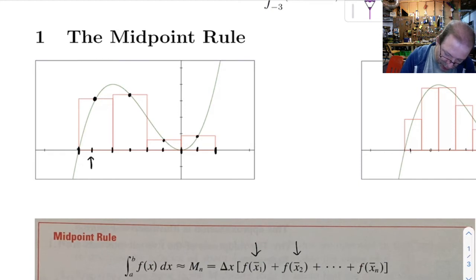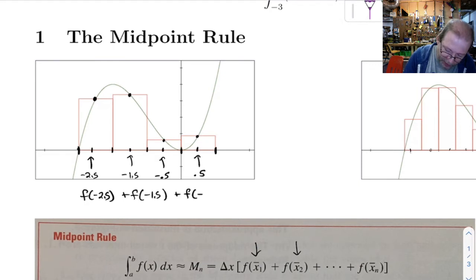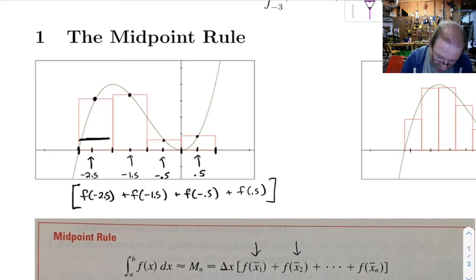So this is -3 right here, so this is -2.5, this is -1.5, -0.5, and then +0.5. So the idea here is you'd do f of -2.5 plus f of -1.5 plus f of -0.5 plus f of 0.5. Then you add those up, and then you multiply it by the width. Now the width in this case, you can look at it and tell, is 1.